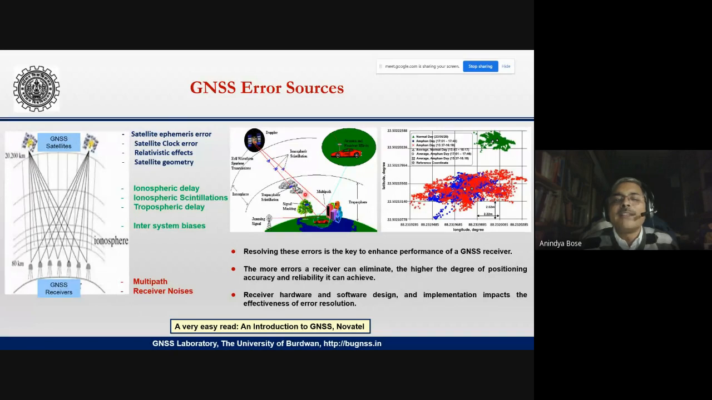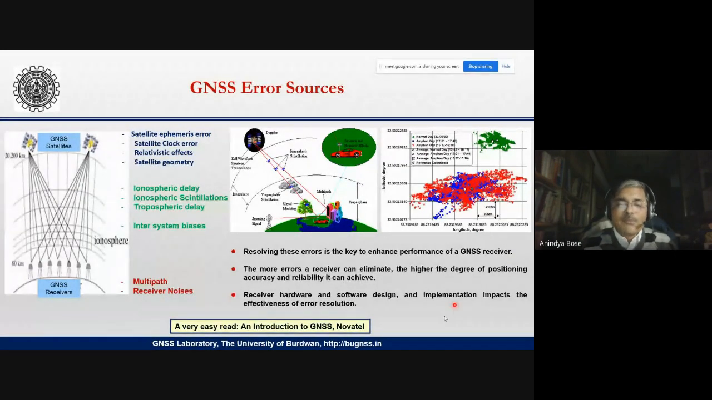And multipath is, suppose this is the GNSS receiver. Instead of getting the direct signal, the receiver gets an indirect signal. So instead of getting this one R, the receiver believes that this is R. So some extra error comes in, right? And along with that, other problems like jamming, etc. are there. So these are the errors, and as a result, we get this type of scatter.